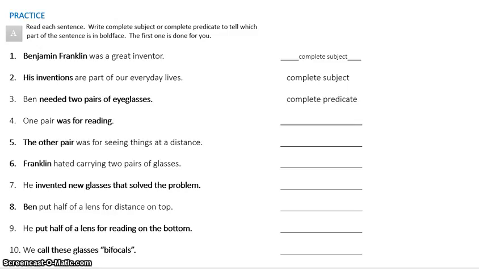Okay, now that you are back, let's check the answers. Number 4 says 1 pair was for reading. Okay, the dark print is was for reading. Is that what the sentence or who the sentence is about? Or is that the doing part of the sentence? Well, in that case, it's the doing part of the sentence. So you should have written complete predicate on the blank.